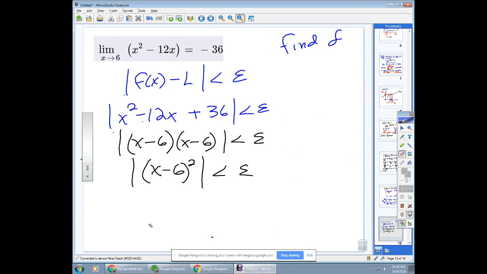Hey, if you square a number, is it ever going to be negative? No. So do I need the absolute value here? No, I don't even need it. That's kind of cool. This is working out pretty nice. Okay, how do we get rid of a square? Square root. Take the square root of each side. Man, we're rocking this.